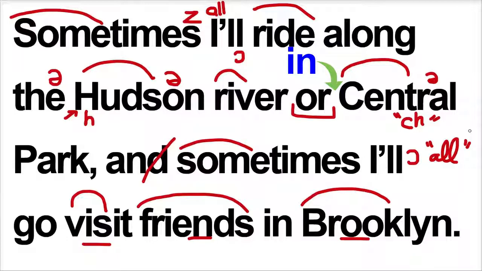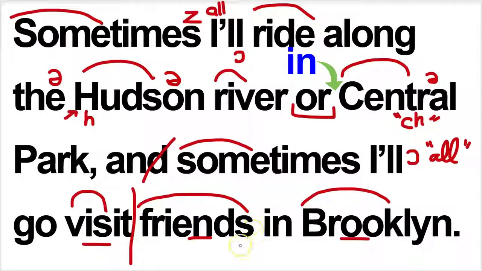And sometimes I'll go visit friends in Brooklyn. Also, all of these words, as always in a thought group, were very connected. I had a stop T here in "visit," so I didn't bother to release it, which would have made a little gap in my line. Visit friends, visit friends in Brooklyn.